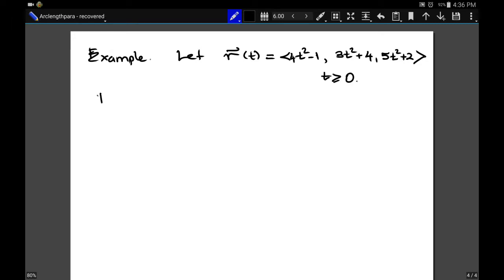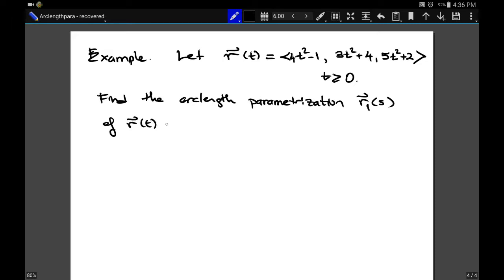So the question is, find the Arclength parameterization r1 of s of r of t for t greater than or equal to 0. Here is going to be the solution.